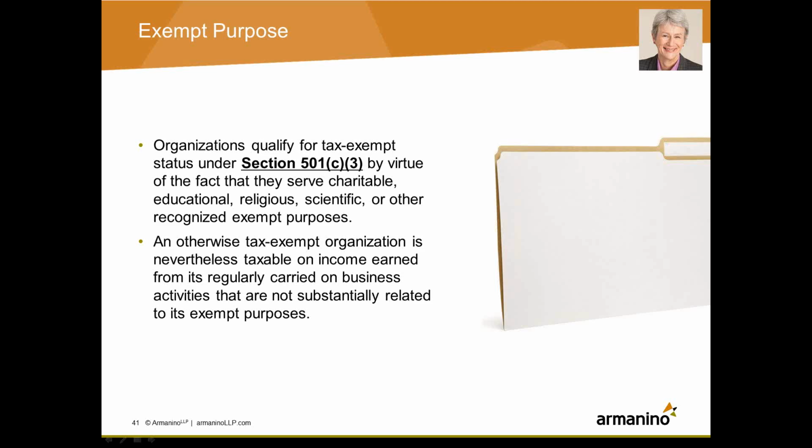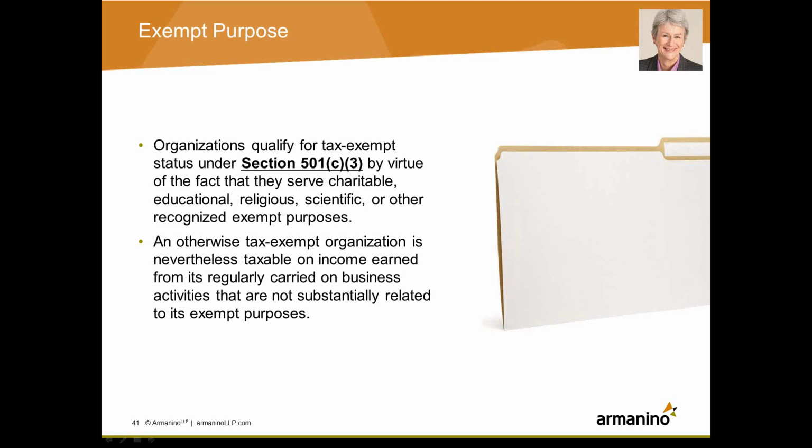However, an otherwise tax-exempt organization is nevertheless taxable on income earned from its regularly carried on business activities that are not substantially related to its exempt purpose. Okay, that's the basic UBI: unrelated, trade or business, regularly carried on. So that's the basis of our conversation.